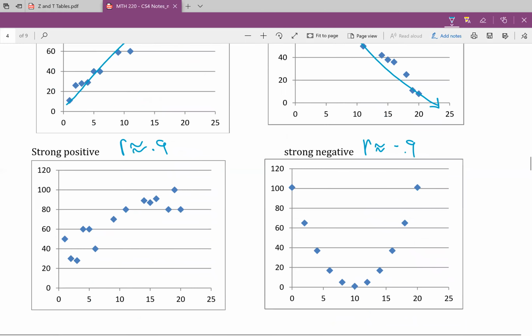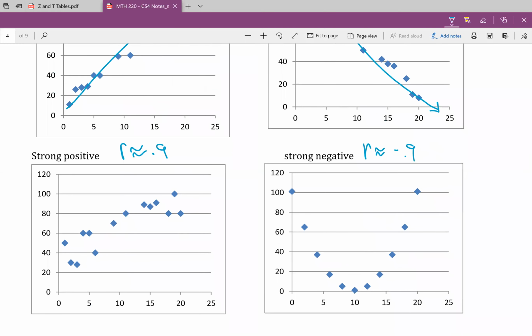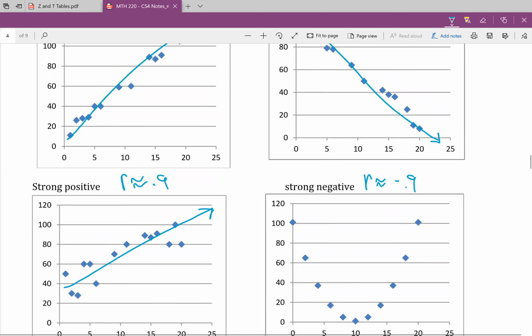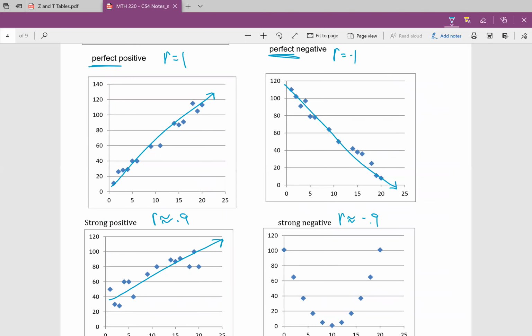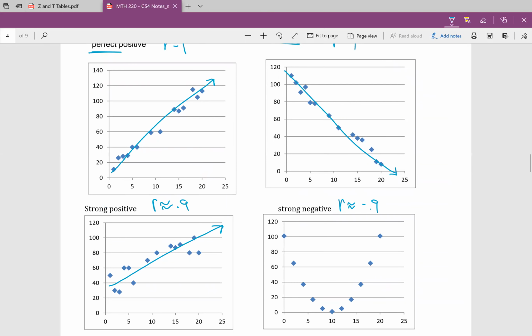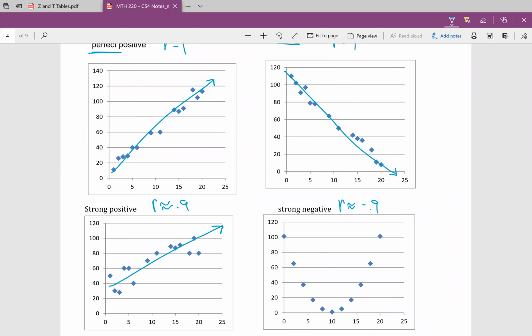All right, what about these last two? If I draw the best line that I can, notice I hit a couple of those points. That's really it. They're not nearly as close together as you see on the graph above. So we can call that either weak positive or moderate positive, or it's kind of just in the middle.